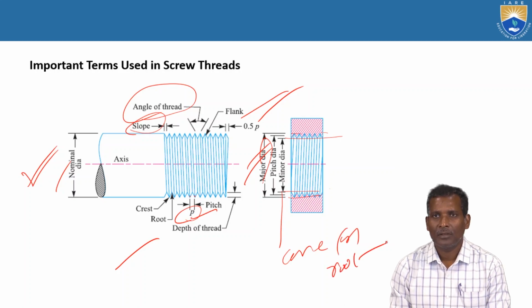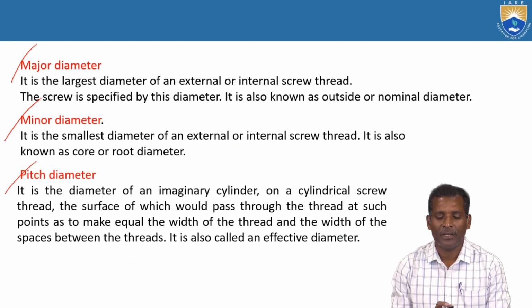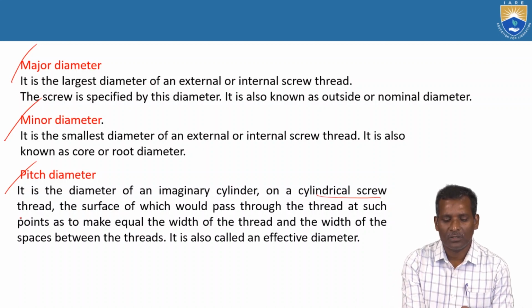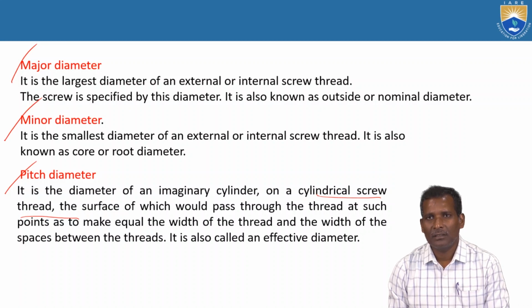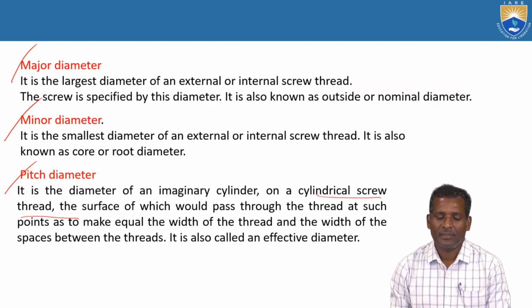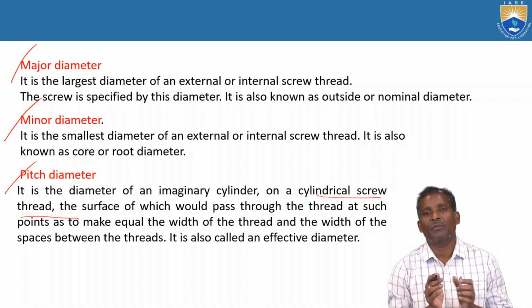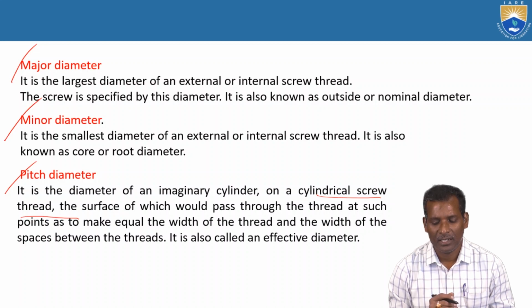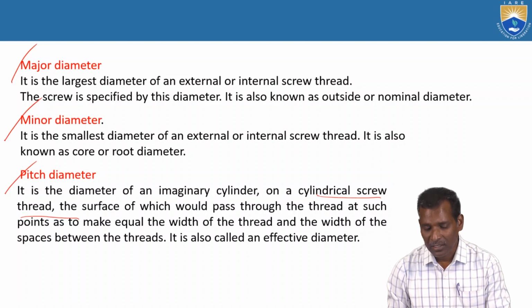Next, the pitch diameter. It is the diameter of an imaginary cylinder on a cylindrical screw thread. Here the circle passes through the thread at points that make the width of the thread equal. So that is called the effective diameter or pitch diameter.